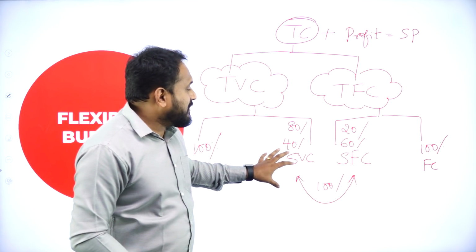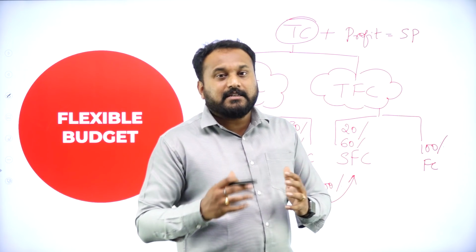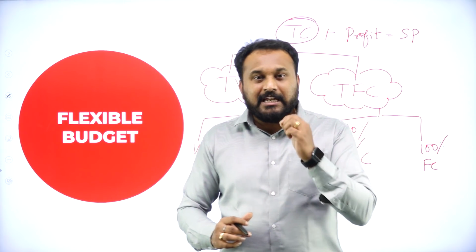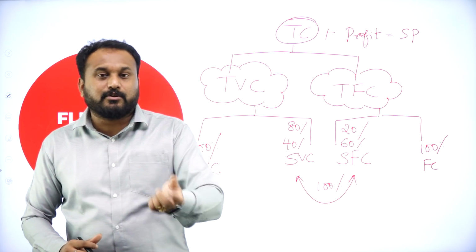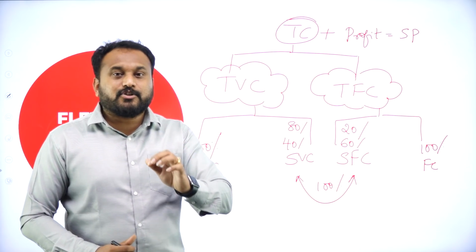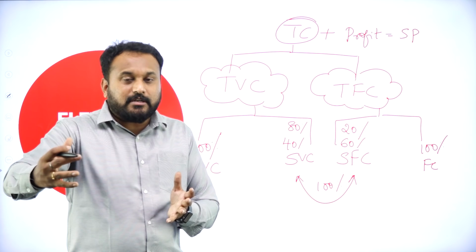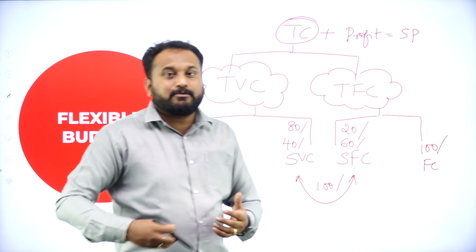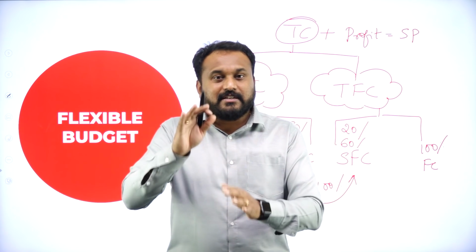Sir, what is an example of semi-variable cost and semi-fixed cost? Go with your electricity bill. Minimum you are supposed to pay 300 or 400 given by the electricity company. That minimum is called fixed. Plus, the more you use, the more you are supposed to pay. If you are using less, you are supposed to pay less. There is a variation, isn't it? Why?